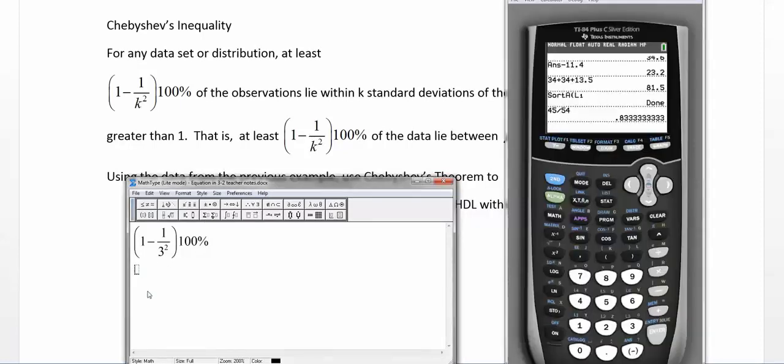Okay, so typing that in a calculator, I get 0.889 times 100%. So that means I would expect 88.9% of the data to fall within 3 standard deviations according to this formula.